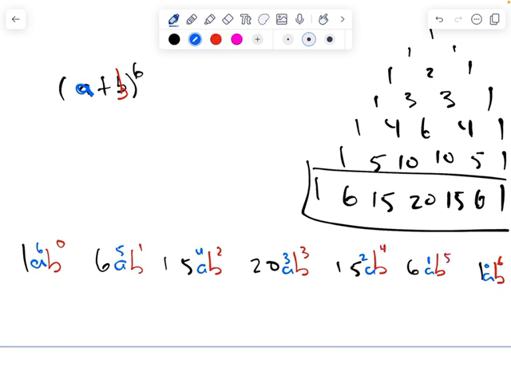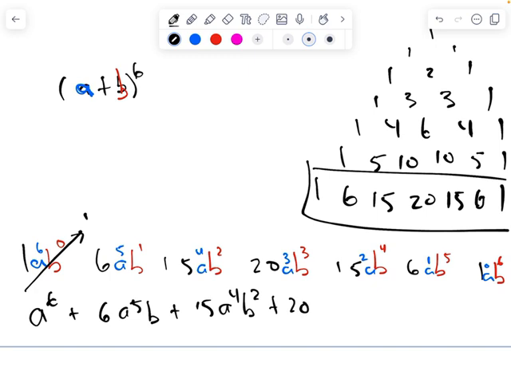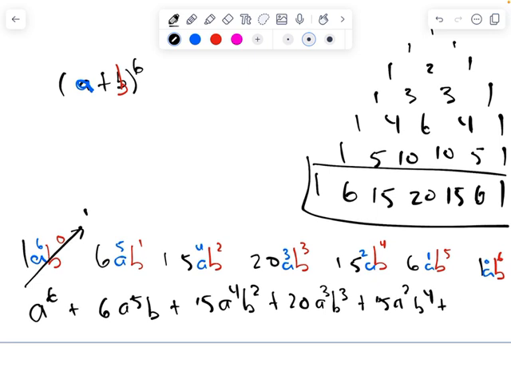Now let's go ahead and clean that up. And that's going to turn into a to the 6. That turns into 1, and we can forget about it. Plus 6a to the 5th b, plus 15a to the 4th b to the 2nd, plus 20. You can just copy these guys down exactly the same. a to the 2nd b to the 4, plus 6a b to the 5th, plus that last one is going to be b to the 6th.